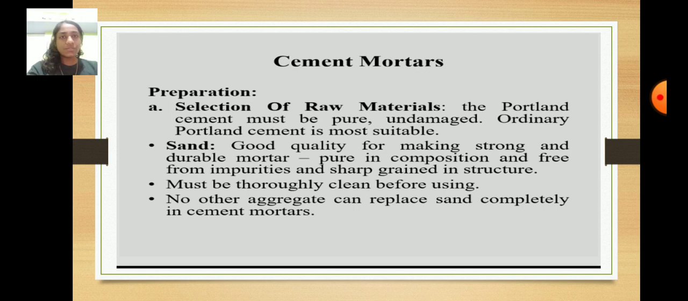The preparation of cement mortar. Selection of raw materials. The Portland cement must be pure, undamaged. Ordinary Portland cement is most suitable. Sand: good quality for making strong and durable mortar, pure in composition and free from impurities, and sharp grained in structure. Must be thoroughly cleaned before using. No other aggregate can replace sand completely in cement mortars.